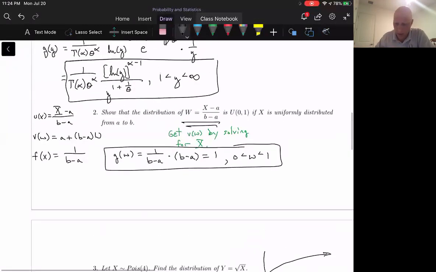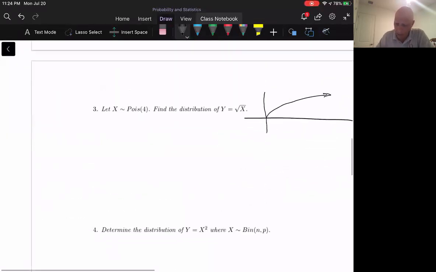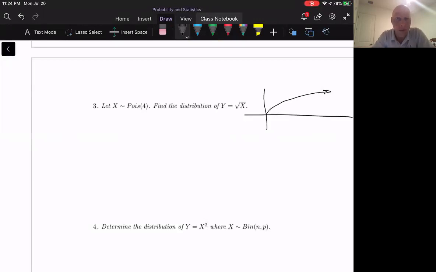I didn't check the others, or at least I didn't discuss them, but in number 1, y equals e to the x is exponential, which is always increasing. And then number 2, w equals x minus a over b minus a is a line. So if you divide through, you have a slope of 1 over b minus a and an intercept of negative a over b minus a. So this is a line which is monotonic. And so in both of those previous two problems, we've satisfied monotonicity.